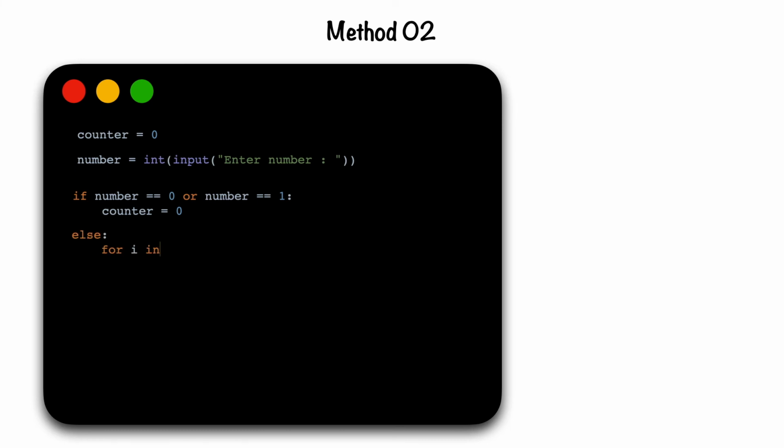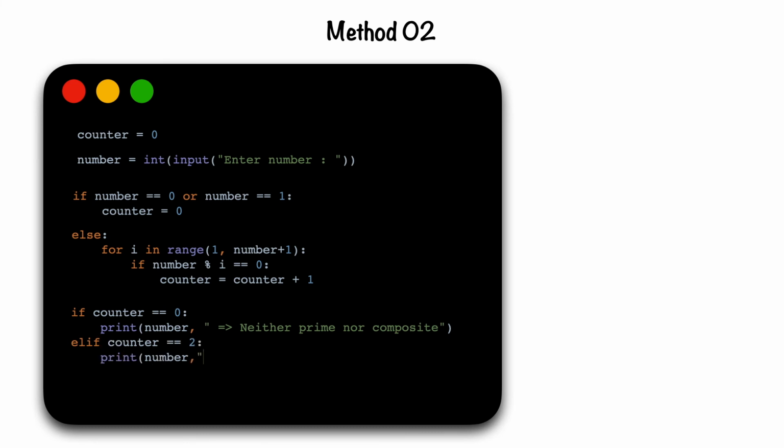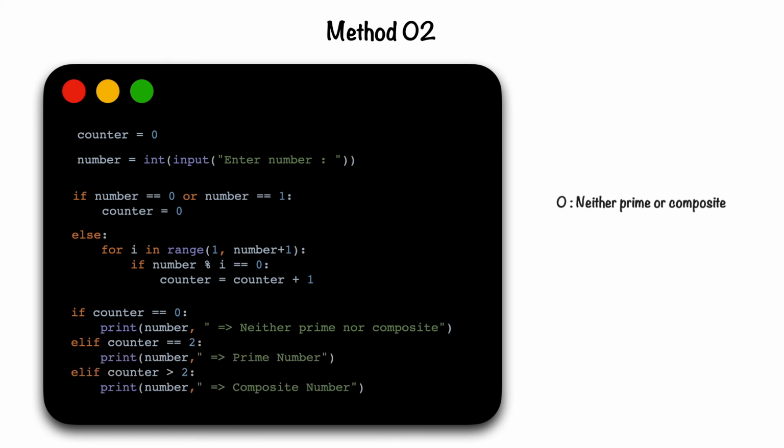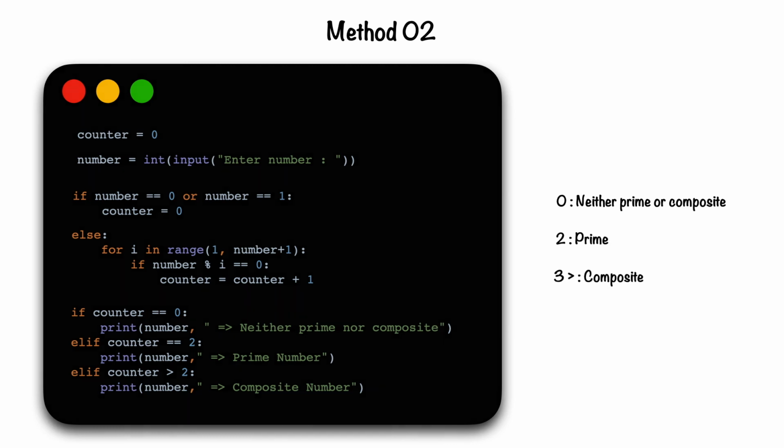Over here, the for loop runs from 1 till n. And whenever we find the remainder is 0, we will simply increment the counter. And lastly, we just have to check the value of the counter in order to determine prime and composite numbers. If the counter value is 0, then it is neither prime nor composite. Similarly, if the counter value is 2, then it is a prime number. And lastly, if the counter value is more than 2, then it implies it is a composite number.